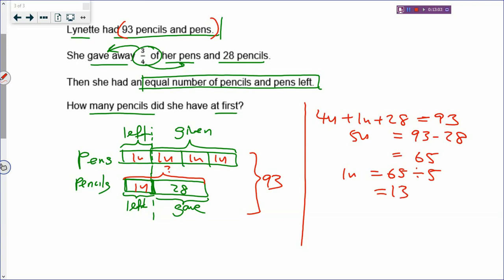So how many pencils did she have at first? Which is 1 unit plus 28. So you have 13 plus 28, so she must have had 41 pencils at first. And that's how you solve the problem, easily.